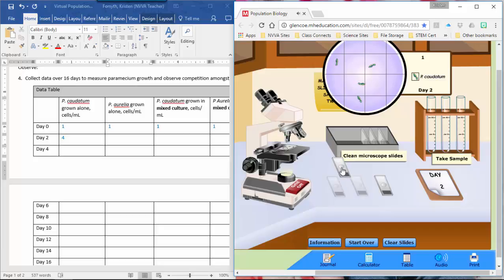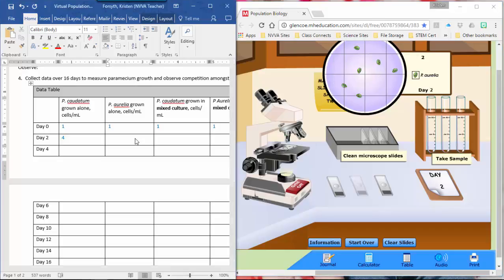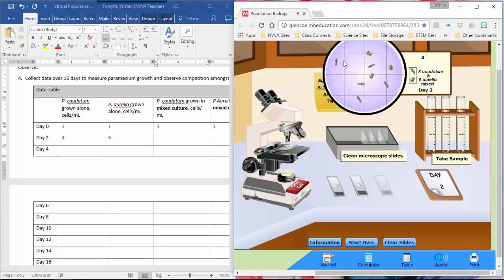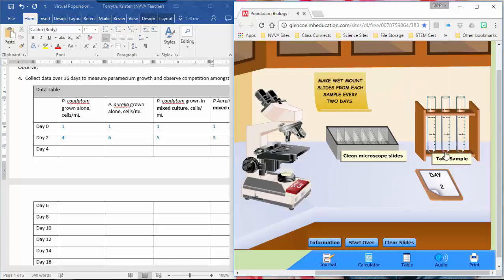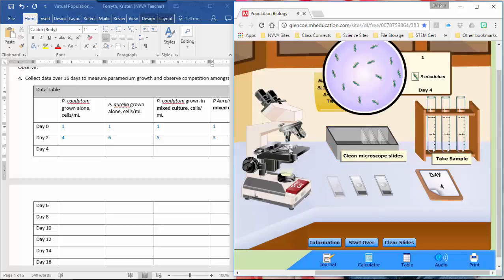So again, that was the P. caudatum. Same thing, 1, 2, 3, 4, 5, 6 for P. aurelia. You go and put that in your chart. And then same thing when you look at the third slide. In this case, you got to make sure you're careful. So look, 1, 2, 3, 4, 5 of the P. aurelia. Nope, sorry, P. caudatum. And 1, 2, 3 of the aurelia. Okay, and we're going to do the same thing again. Clear the slides, flip the day, clean slides, take sample, and repeat.